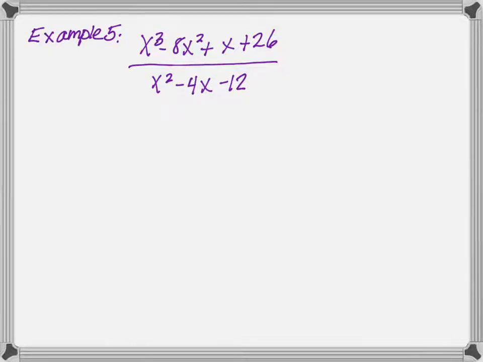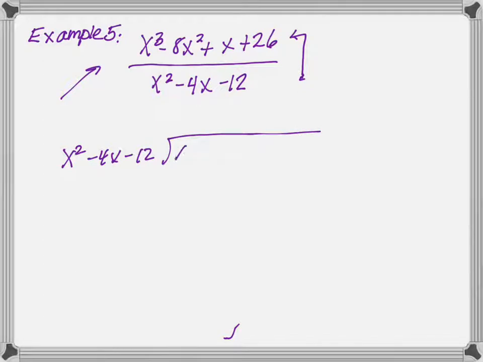Okay, so you can see from this one that we're not just the same degree on the top and the bottom, but we actually have one larger on the top. So very improper, right? So we are going to long divide. So x squared minus 4x minus 12 going into x cubed minus 8x squared plus x plus 26.